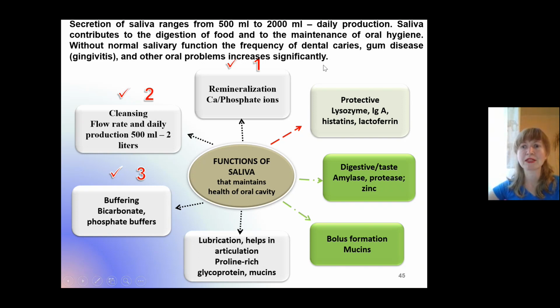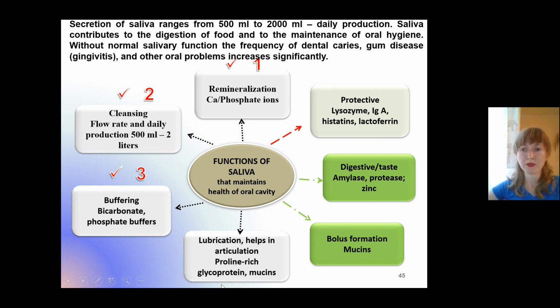Saliva has such functions: remineralization function due to presence of calcium and phosphate ions, cleansing function due to appropriate amount of it. Normal flow rate and daily production should be from 500 milliliters to 2 liters. And buffering capacity. So such buffers as bicarbonate and phosphate buffers prevent tooth decay progression. It buffers acids. And always tries to keep pH in a neutral position. So these three functions prevent tooth decay.